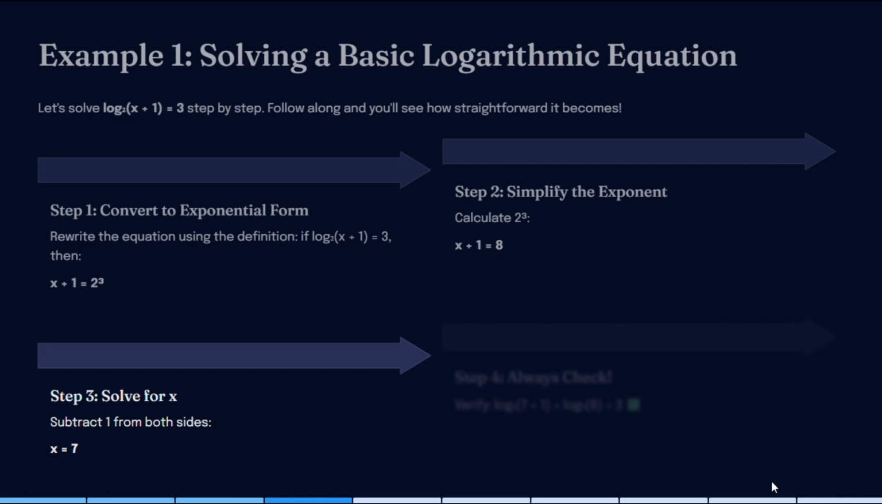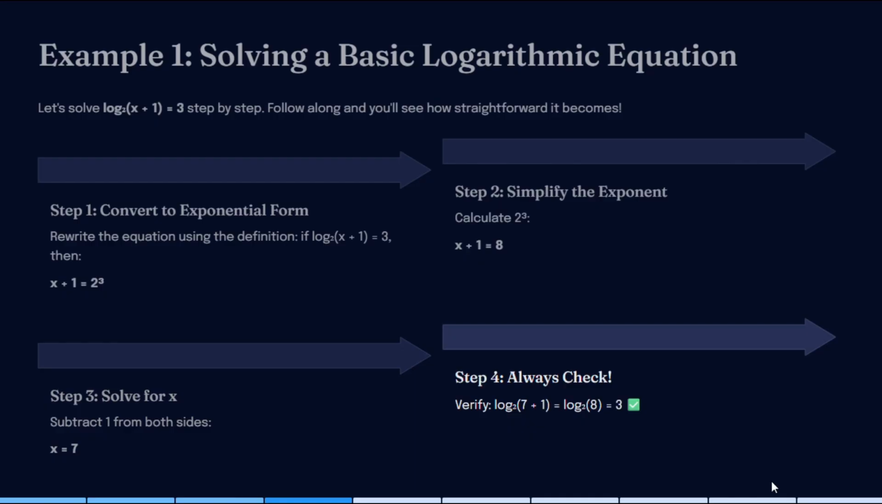That is our solution. But wait, we're not done here. We must always check our solution. So if we verify, log of 7 plus 1 base 2 is the same as log of 8 base 2, and that is indeed equal to 3 because we know that 2 cubed equals 8.